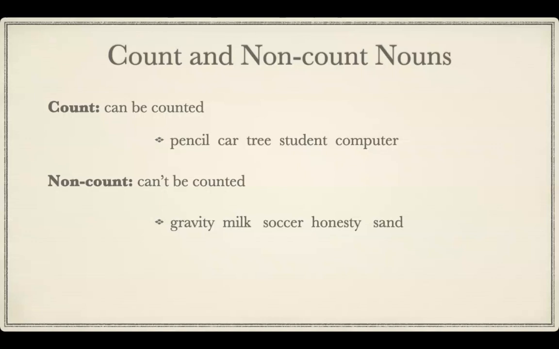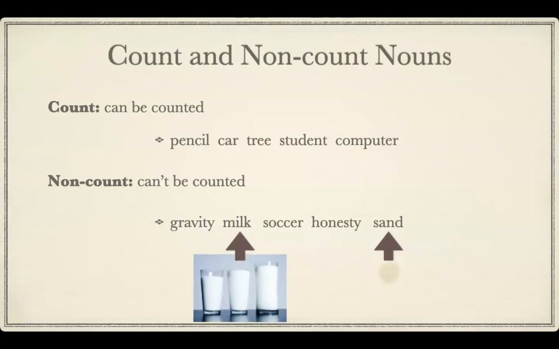Now, this is important to be aware of because number adjectives, one, two, three, etc., can't be used with non-count nouns, the ones you see on the bottom here. You can't use the number adjectives like 3 or 10 with non-count nouns like milk or sand. You can count glasses of milk or grains of sand, but you can't count the milk or sand itself.